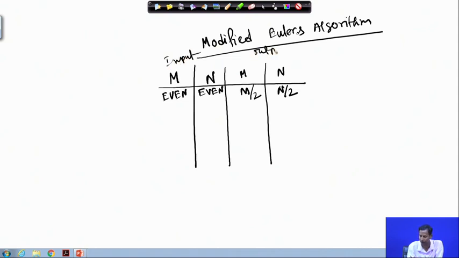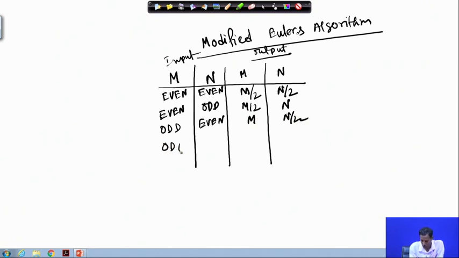And this shows how, in each stage, the value will change for m and n. If m is even and n is odd, then m will be m by 2 and n will remain unchanged, n will be same as n. If m is odd and n is even, then it will be m and n by 2. And when both are odd, at that time what will happen? This will be minimum of m and n, and this will be mod of m minus n. So, this is the algorithm for finding out the GCD.